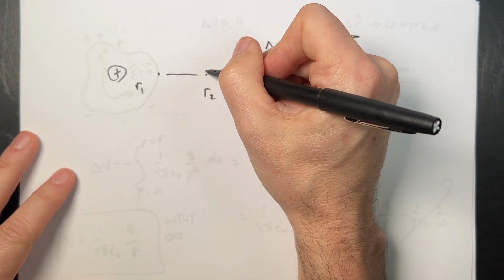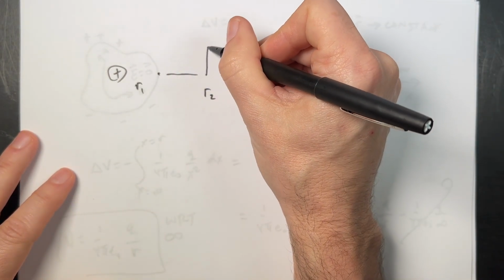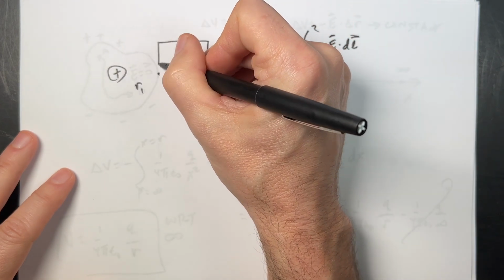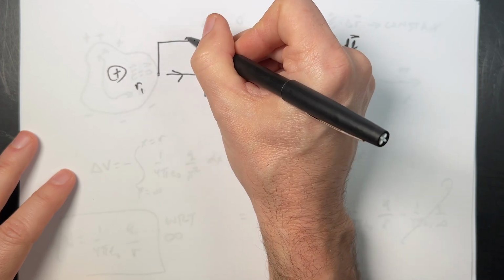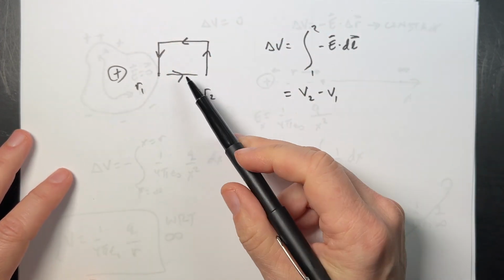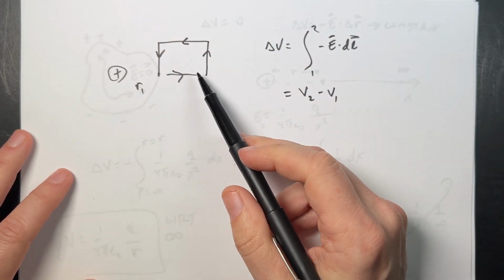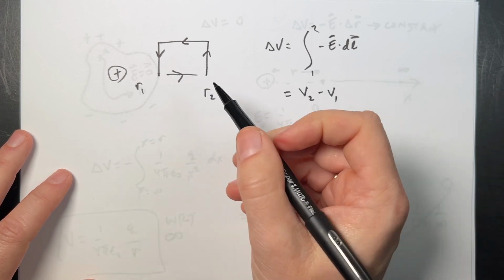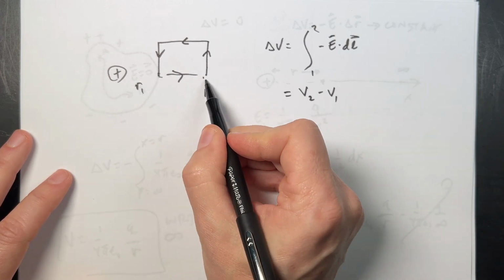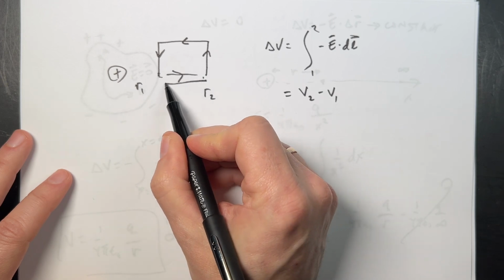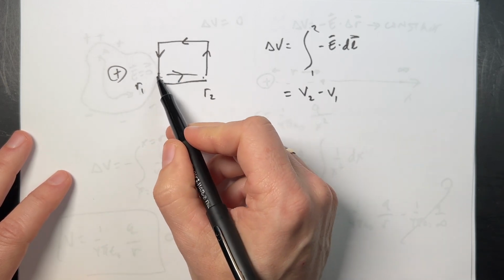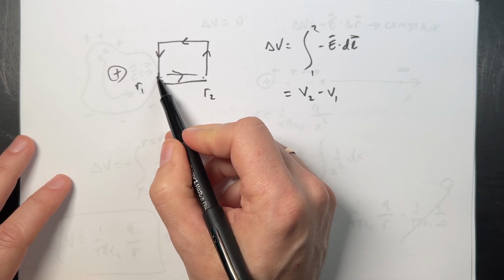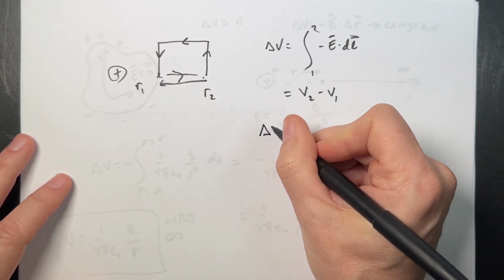Now, what if I do this? What if I do some complicated box like this? So I go from 1 to 2, and then I go back up here. We said that it's path independent, right? So if I go from here to there, that's the same as the opposite of going from there to here. It doesn't matter what path I take, but if I end up at the same point, the potential change should be 0. And this is something we're going to see later.